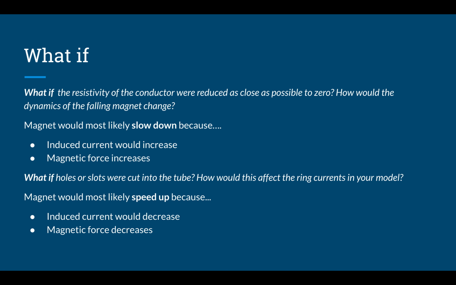For my what-if questions, if the resistivity of the conductor was reduced to close to 0, then the current would increase, in turn increasing the magnetic force, which opposes the gravitational force. So the magnet would move through the tube at a slower rate, possibly stopping inside the tube. If slots were cut into the tube, the magnet would most likely speed up. And this is because there'd be fewer rings, so there would be a lower induced current, decreasing the magnetic force, which opposes gravitational force, so the magnet would speed up.